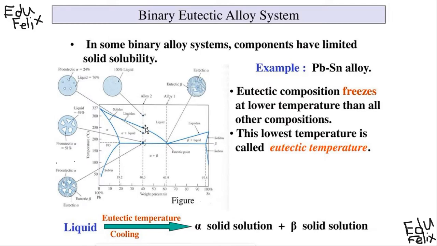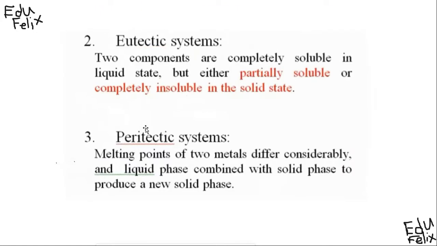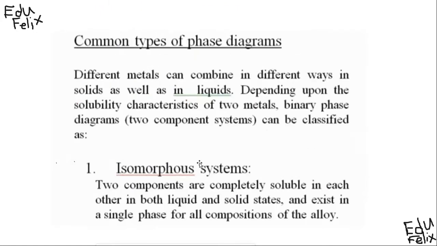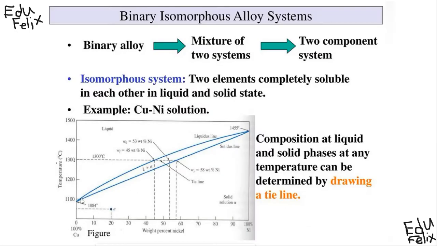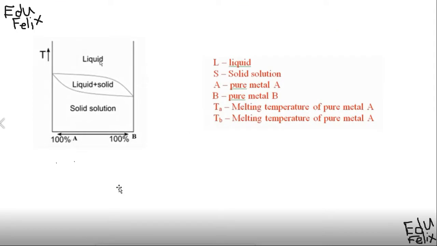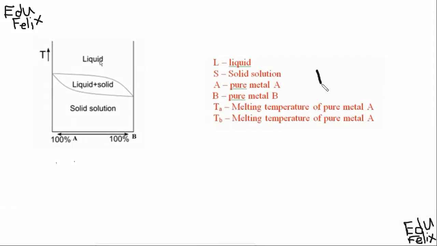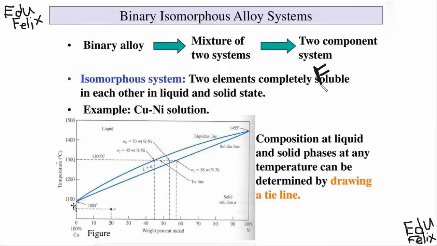Then binary eutectic. If you just read this one here, this is the isomorphous. Two components are completely soluble in each other in both liquid and solid state and exist in a single phase for all compositions of the alloy. Here you can see only a single one, because on this line you have only the solids, and on this line you have only the liquids.